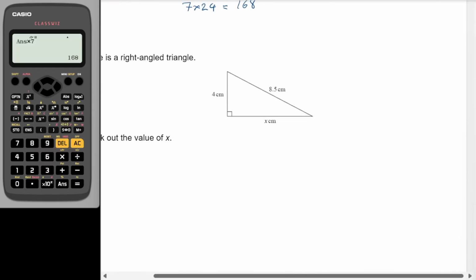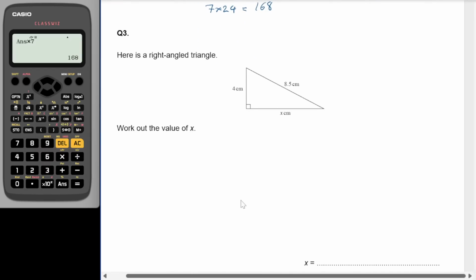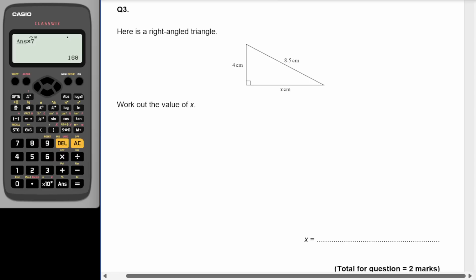Let me just sort my view out slightly. There we go. So here's a right angle triangle. Calculate the value of x. So we've got a right angle triangle involving 3 sides, so it's automatically going to be Pythag. And we're trying to work out a shorter side, so I would jump straight to this.